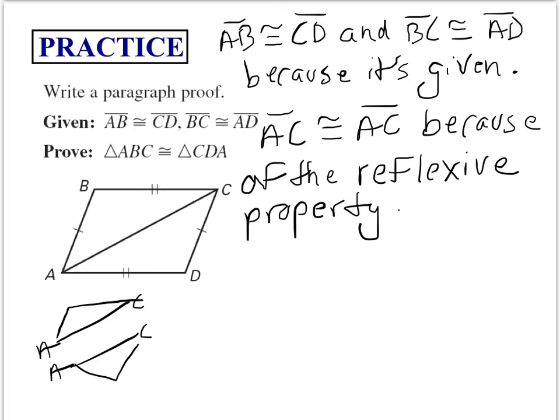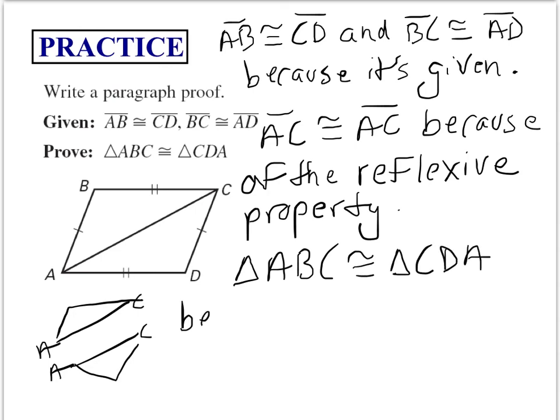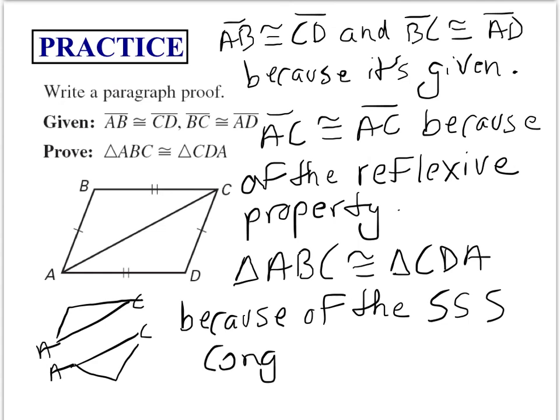So let's see what we have. We already have 3 sides, so now we can say our final conclusionary sentence. So we can say that triangle ABC is congruent to triangle CDA because of the side-side-side congruence postulate. Bam.